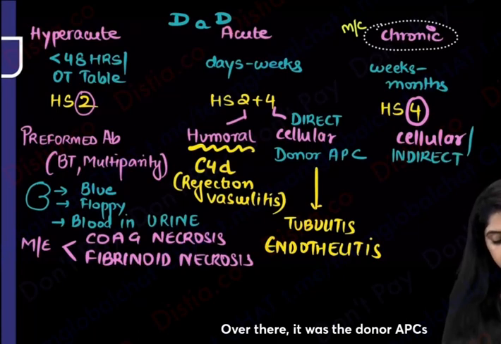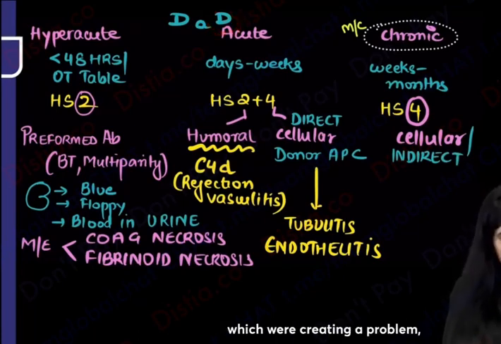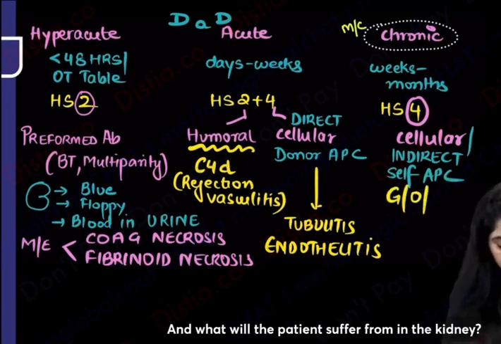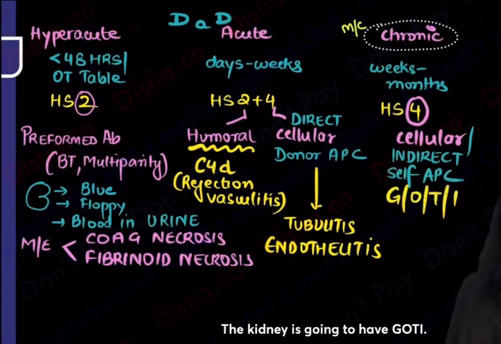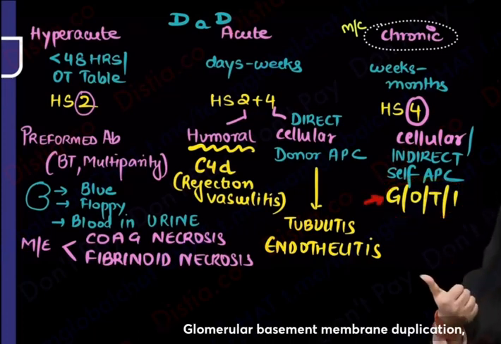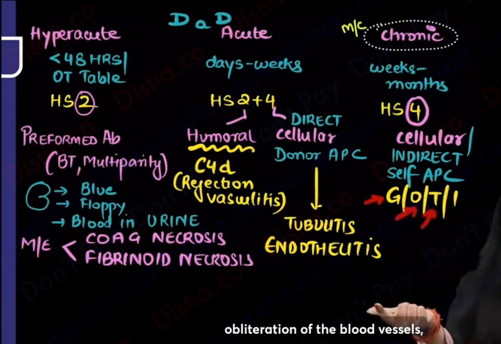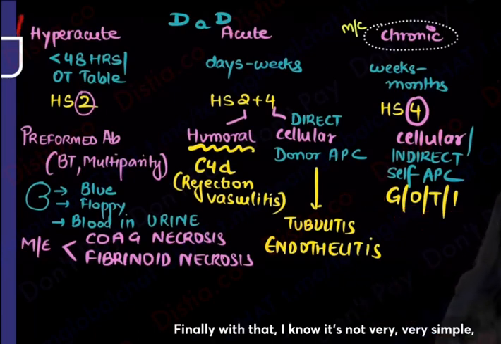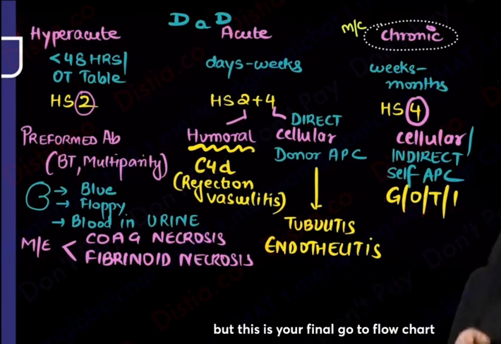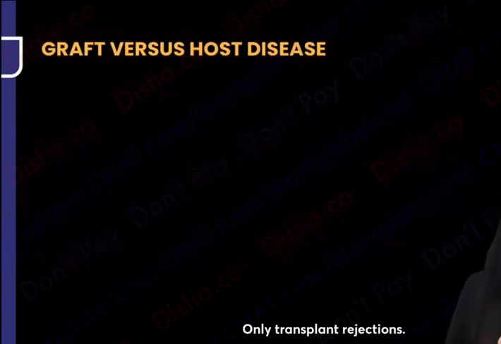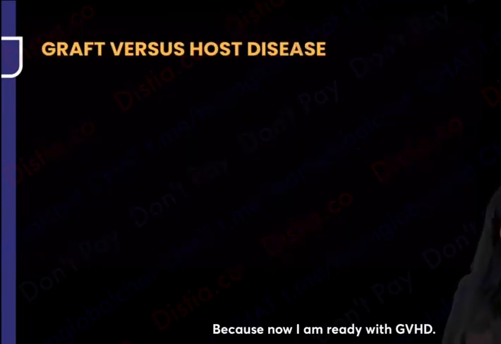Over there it was the donor APCs which were creating a problem. Here it is going to be self APCs which create a problem. And what will the patient suffer from in the kidney? The kidney is going to have GOTI. What is GOTI? All the 4 types of the kidney problems that you know: glomerular basement membrane duplication, obliteration of the blood vessels, tubular atrophy, and interstitial fibrosis. Finally, with that, I know it's not very, very simple, but this is your final go-to flowchart that I have made for all of you for your transplant rejections, only transplant rejections, because now I am ready with GVHD.